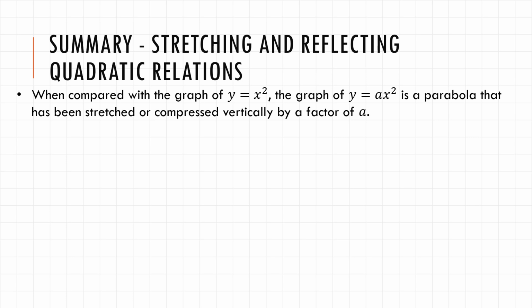So that concludes our little investigation here. When compared with the graph of y equals x squared, the graph of y equals ax squared is a parabola that has been stretched or compressed vertically, and this is how we use the verbiage here, stretched or compressed vertically by a factor of a. Factor because factor means you're multiplying, and of course this is a times x squared. So on a number line, I'm just going to put the value of a on the number line and let you know what it does depending on where it's placed.